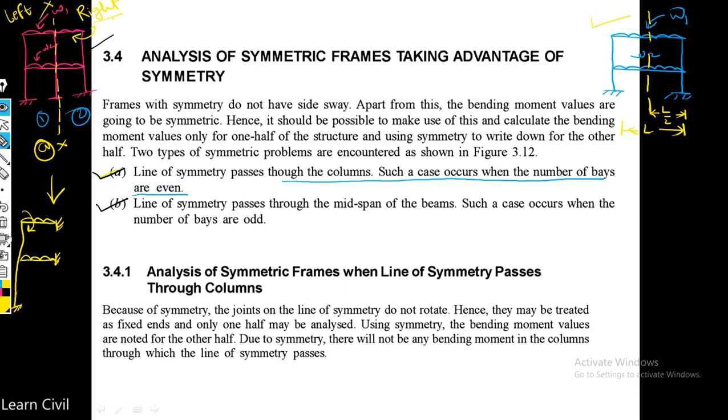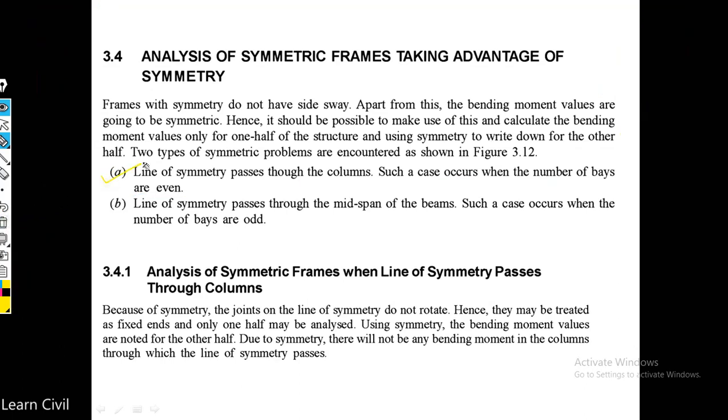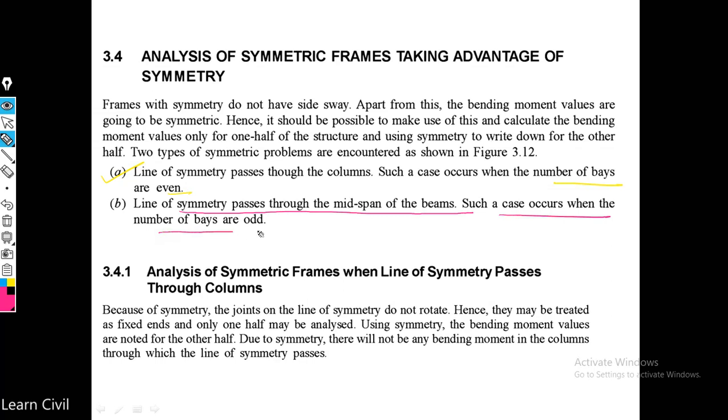Okay, so two different types of symmetry are available. The first one is when the line of symmetry passes through your columns, then the total number of bays will be an even number, whereas the second type of problem is when the line of symmetry passes through the midspan of your beam. In such cases, the total number of bays is odd. Firstly, we will see the problem on line of symmetry passing through the column.